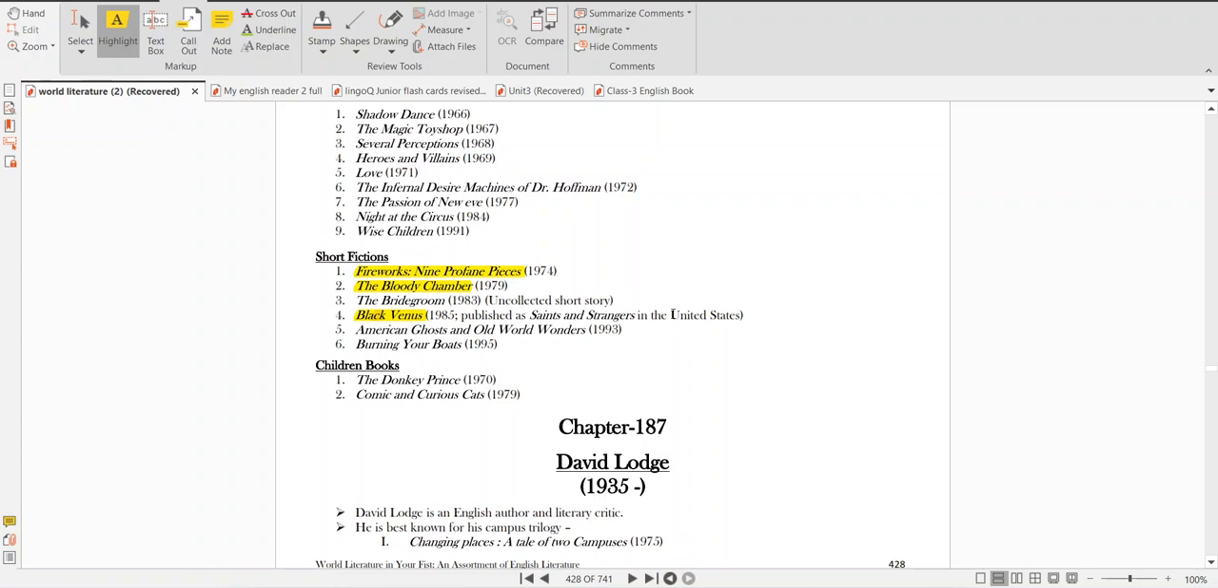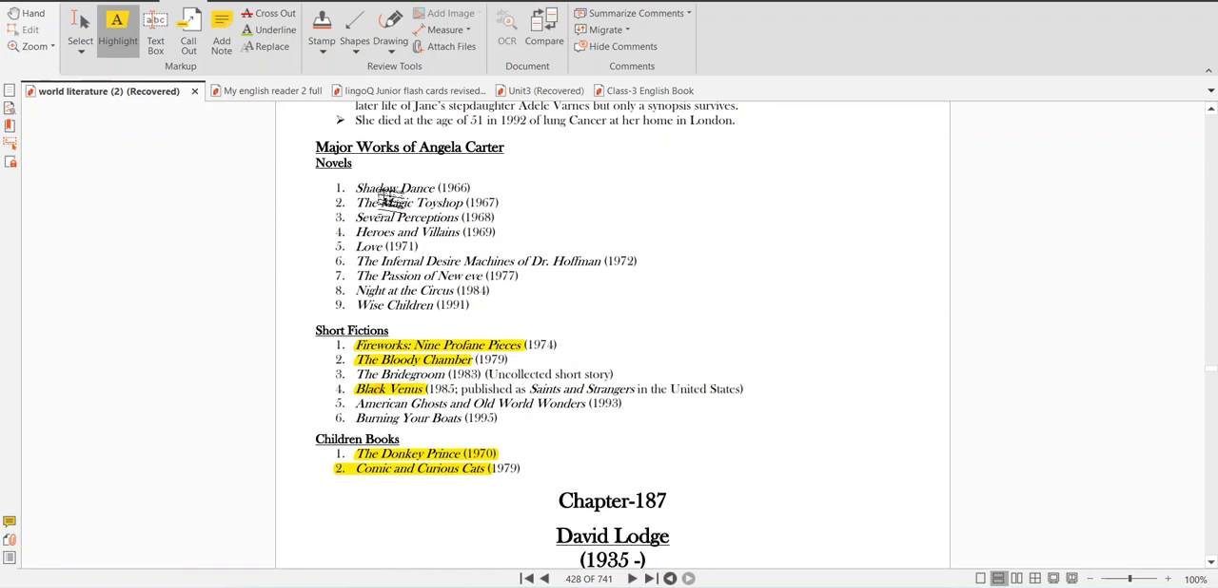Because she is trying to put this work into a present context. That Black Venus was a poem. This is a kind of short fiction. Do remember that it was influenced by Baudelaire, because this question has been asked in UGC-NET. Mark it down. They might ask: Angela Carter, while writing Black Venus, was influenced by which French author? It is Baudelaire. Do remember this. Then we have children's books, The Donkey Prince and Comic and Curious Cats. Just remember the titles. So that's it for Angela Carter.